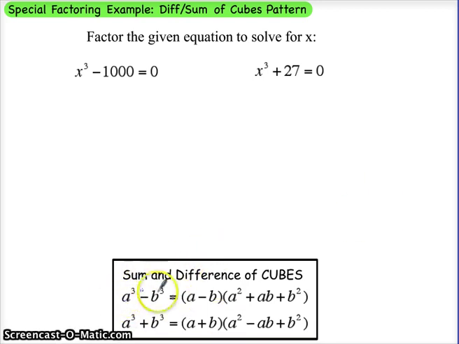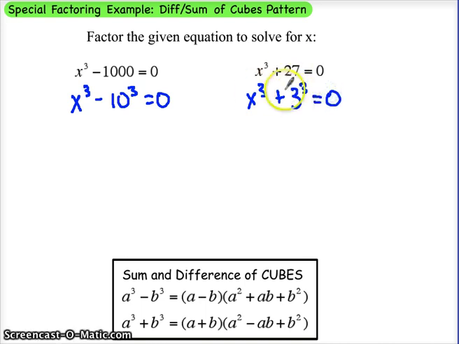If you have two perfect cubes, two numbers that are x to the third, or you could imagine that 1,000 is really the same thing as 10 to the third. Over here on the right, we also have x to the third plus 27, remember, 27 is 3 to the third. So if you have two things that are perfect cubes, we could hopefully use these sum and difference of cubes formulas.